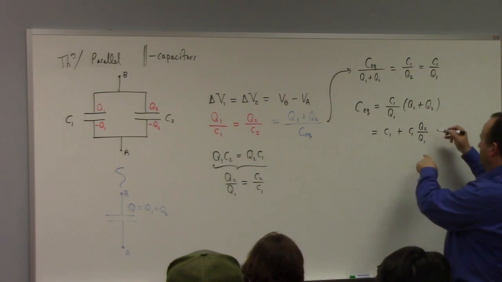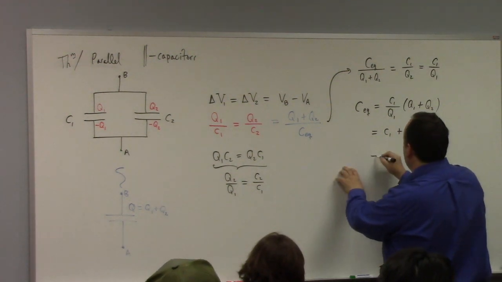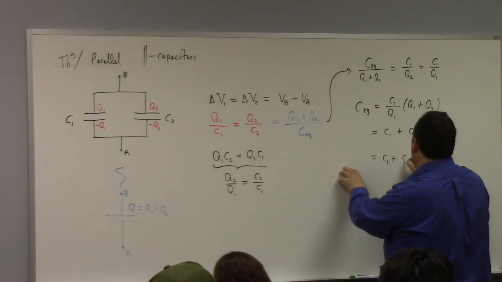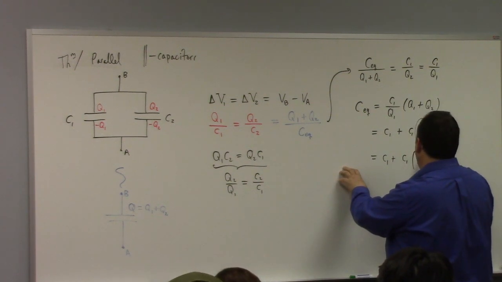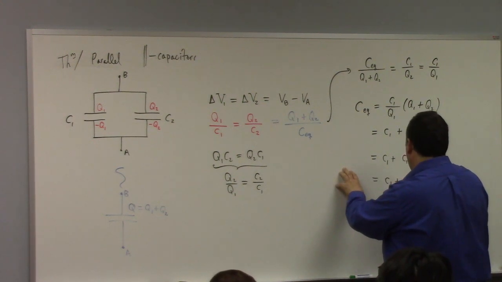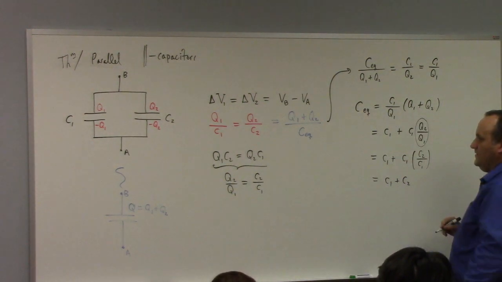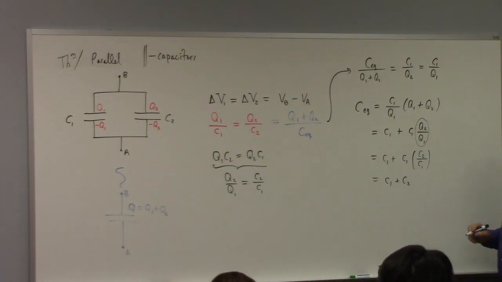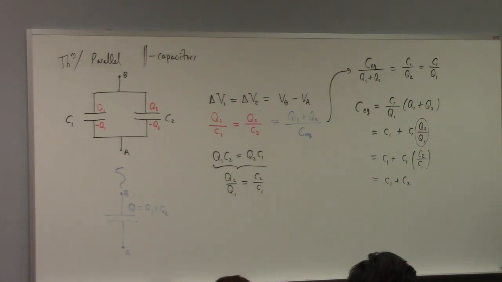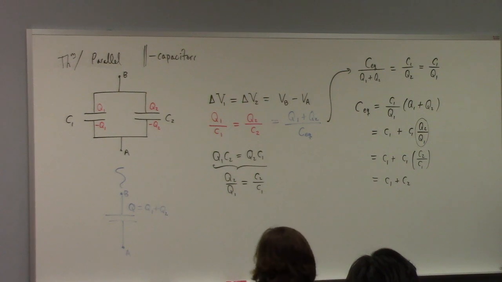Yeah, so this I can swap out for C1 times C2 over C1. C1's canceled, and we get C1 plus C2. You guys are like, I already knew that. Yeah, I know you guys already know it, but I want to show you how we derive it. Okay, so we derive it from the voltage being the same on both capacitors and the net charge on the capacitor being the sum of the charges on the individual capacitor.